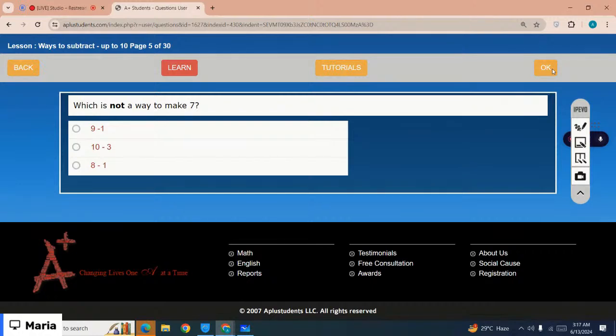Which is not a way to make 7, which is the correct option? Yes, that's option number 1. 9 minus 1 is the correct option.